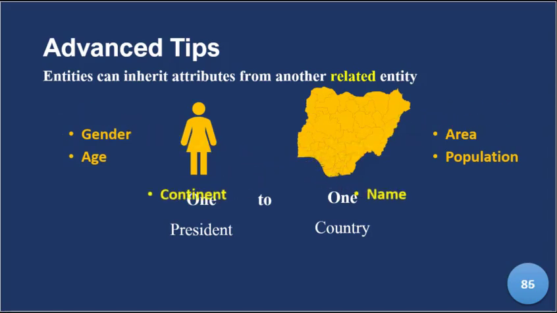It would make sense if I said that the president belongs to the continent of the country. You understand? And the name of the country's president is this person. You understand? So Nigeria, which is my country, can inherit the name of the president, and the president can inherit the name of the continent. So we can inherit attributes of one another, and that happens a lot when you merge. So let's go back to the merging we did there.